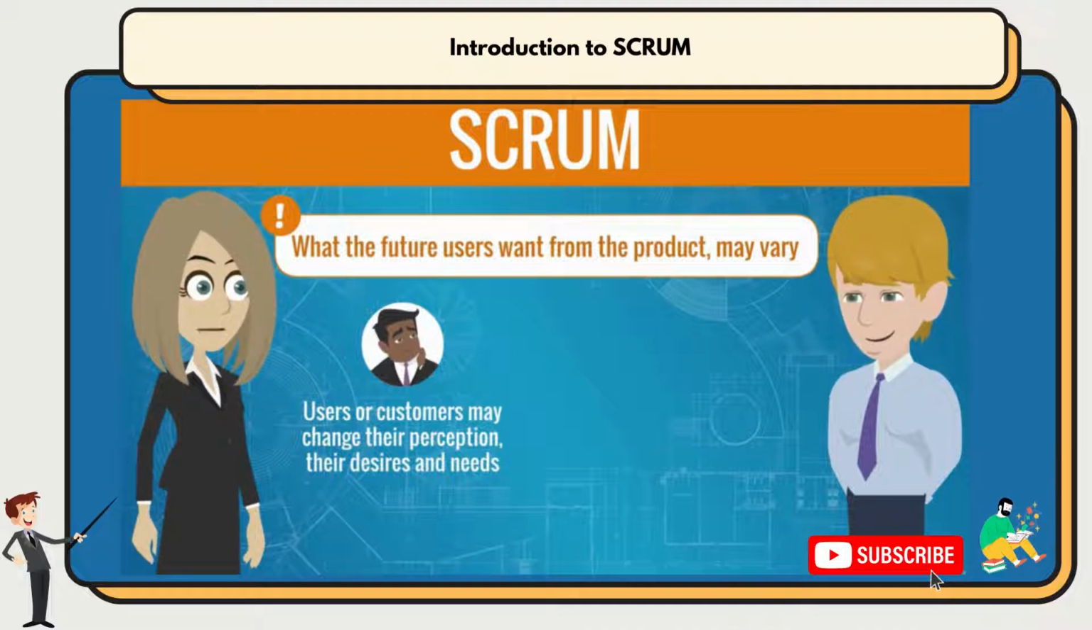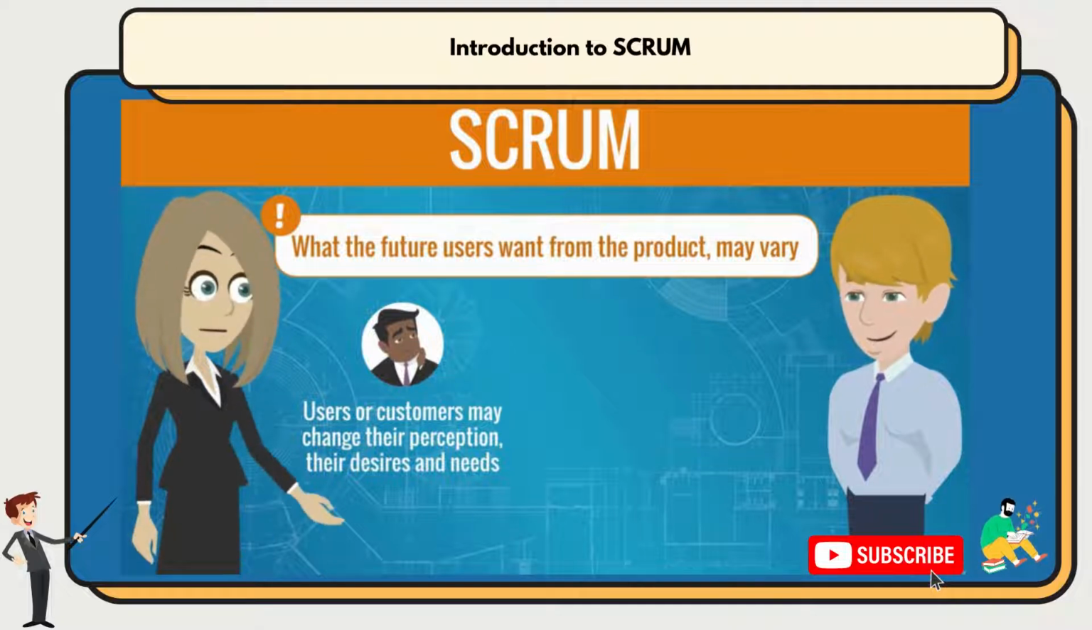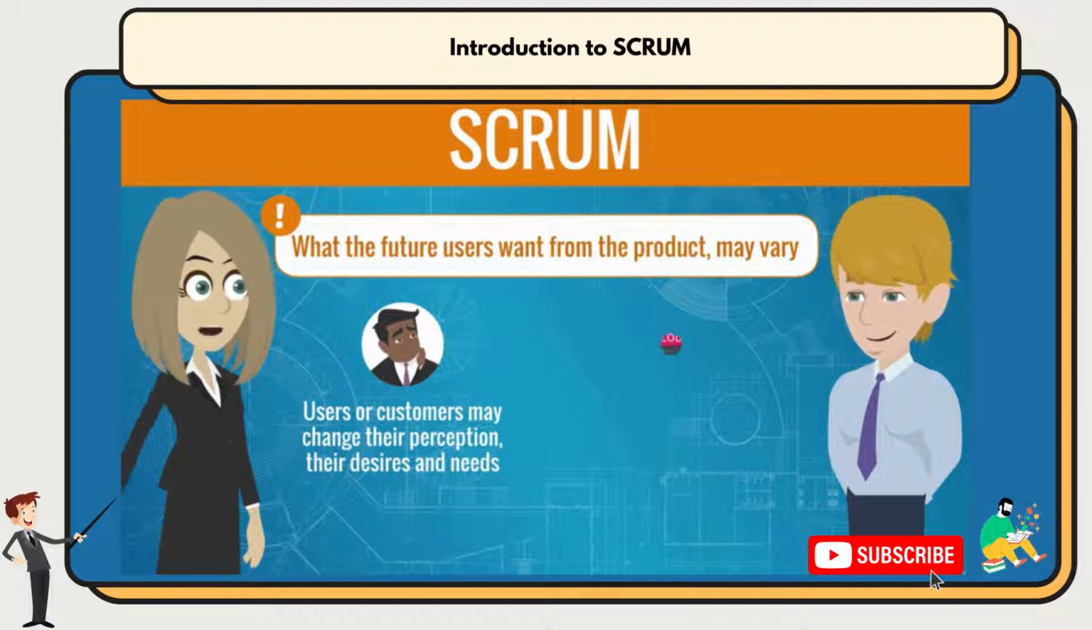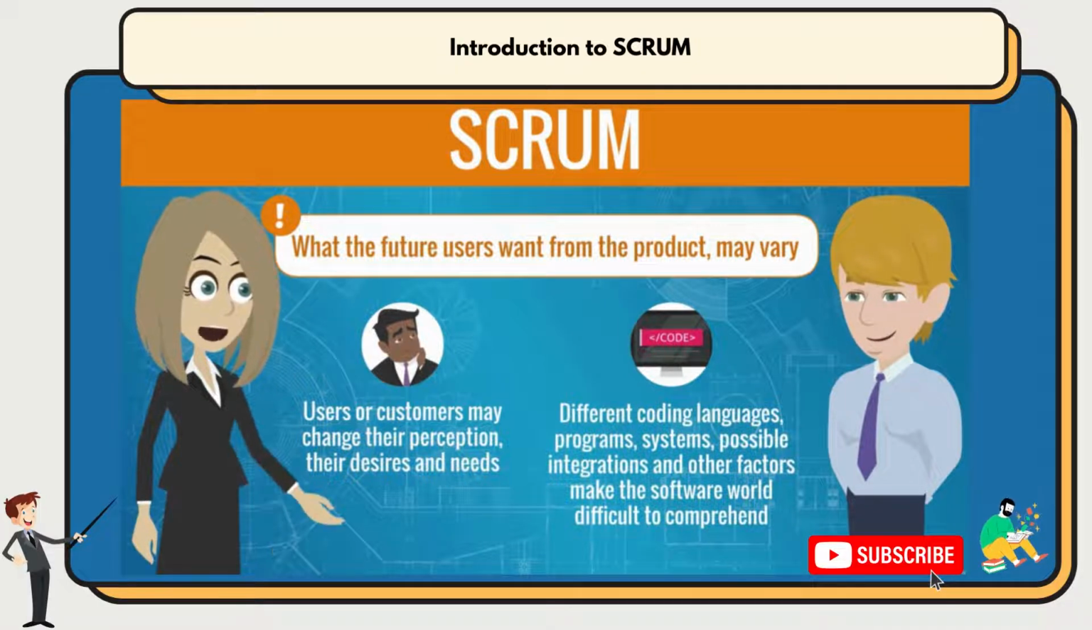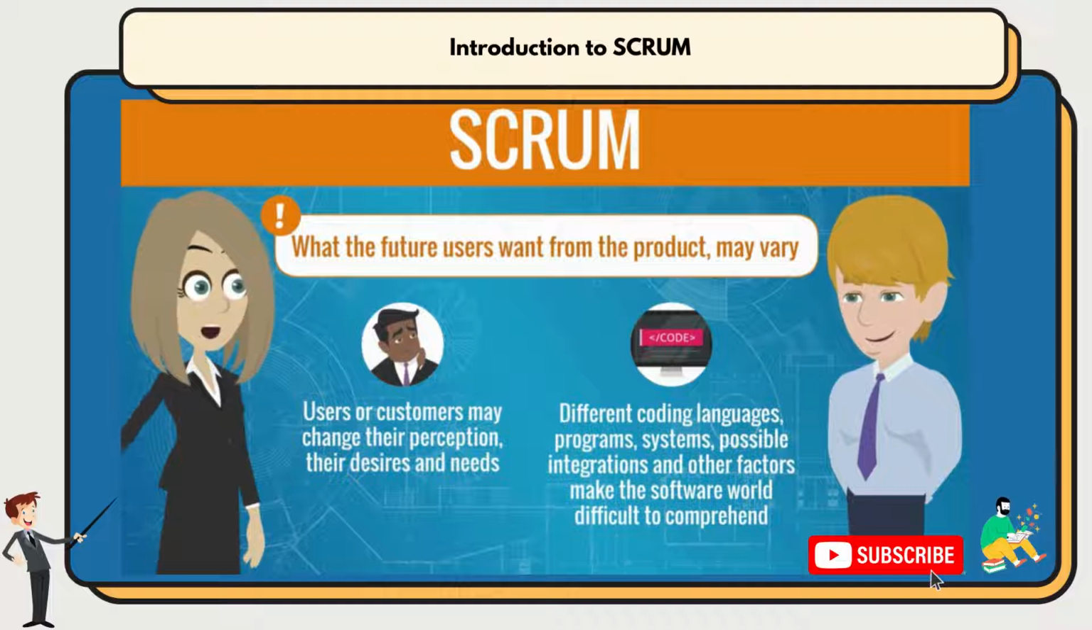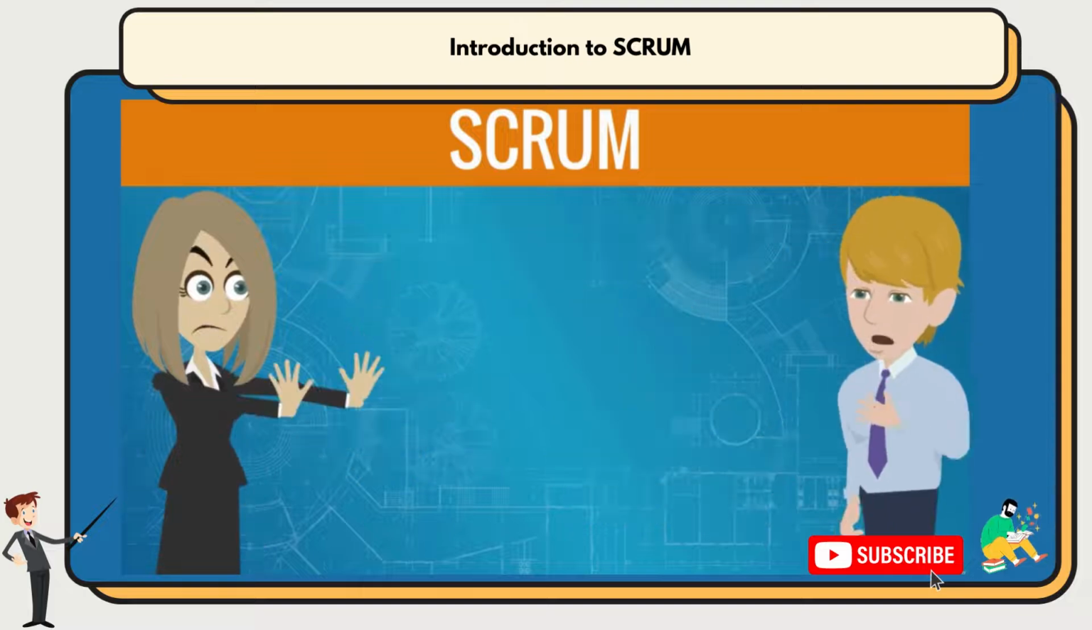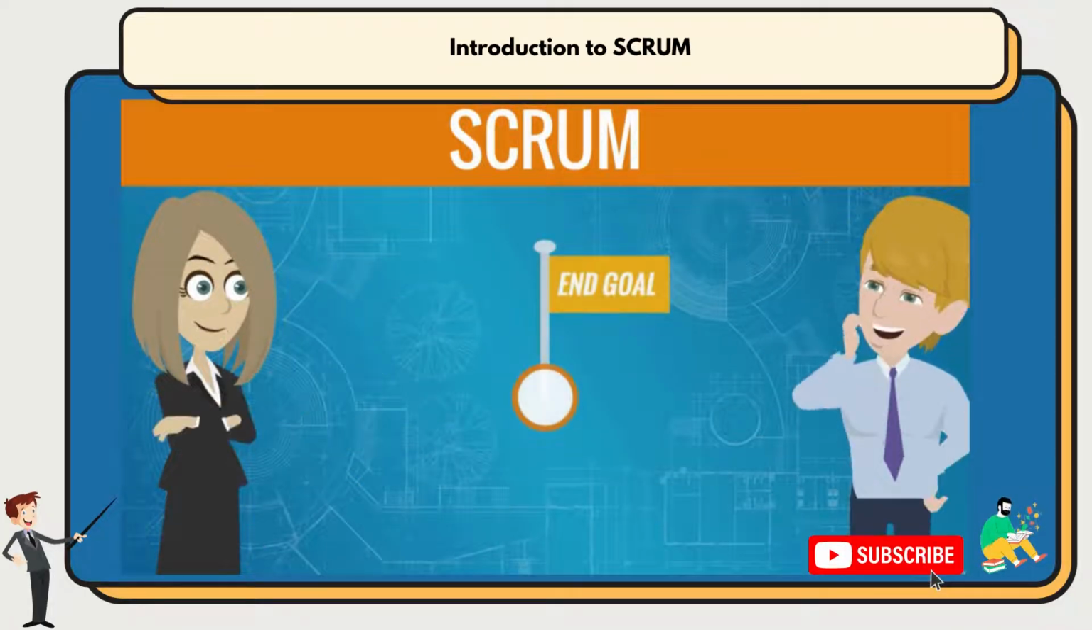Not only that, but also other factors that may influence the work in an unpredictable way, such as technology, like we already mentioned. Different coding languages, programs, systems, possible integrations and other factors make the software world difficult to comprehend when observed passively, from the outside. Hence, the project manager, sponsor, etc. should not try to block this dynamic, but instead follow it to capture all the changes that are beneficial to the end goal, being a product that is useful to its future user.